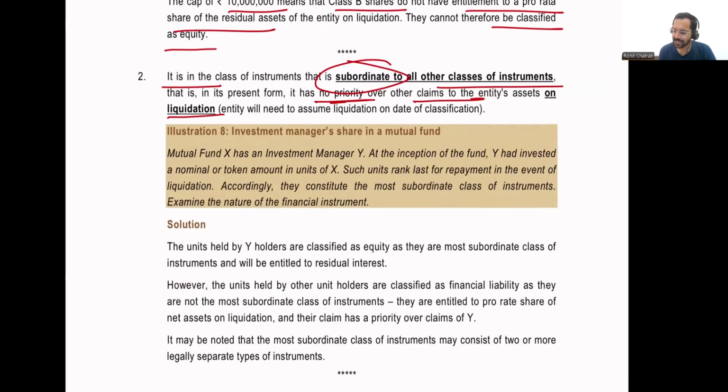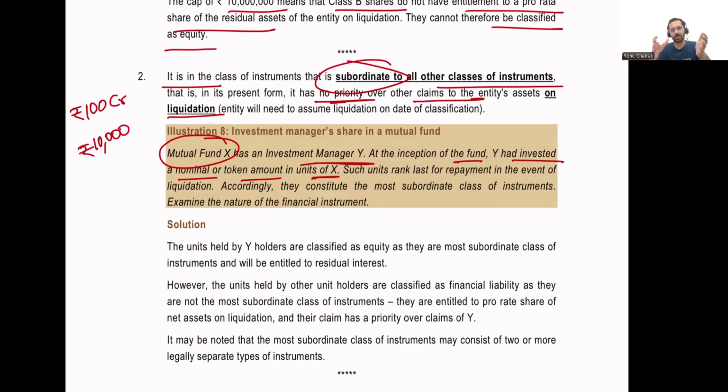Mutual fund X has an investment manager Y. At the inception of the fund, Y had invested a nominal or token amount in units of X. Let us say mutual fund X has raised rupees 100 crores and Y has invested, let us say, 10,000 rupees. Obviously, Y is the investment manager.